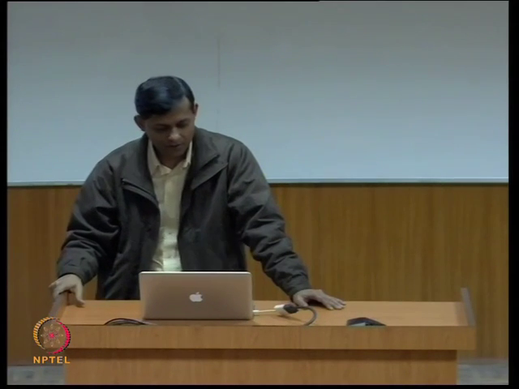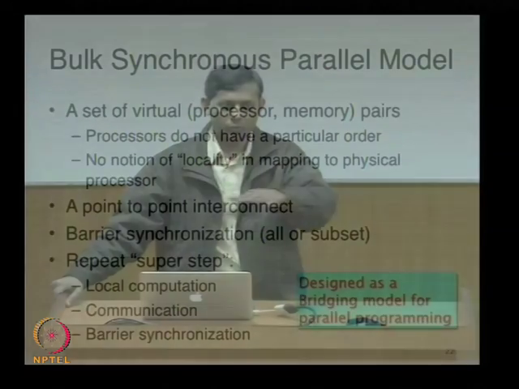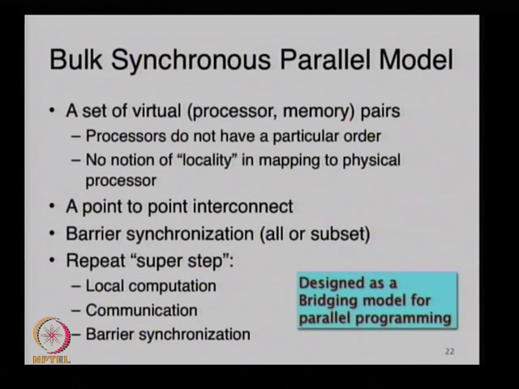And so there are other variants where even that distance is taken into account, but we'll leave it at this, where there's a point-to-point interconnect, and there is this notion of a super step, which is very similar to PRAM. In the super step, you do some local computation, okay? You do some communication, and then there is a barrier synchronization at the end. Okay, and once everybody reaches that barrier, they start the next super step.